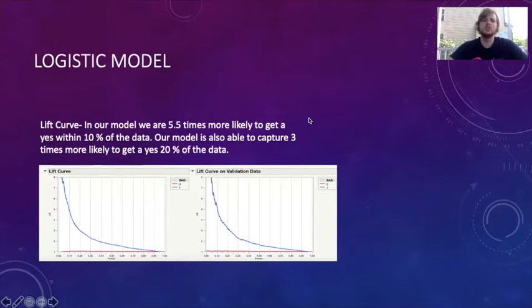Lift curve. So our model is 5.5 times more likely to get a yes with 10% of the data, and our model is also 3 times more likely to get a yes with 20% of the data, as you guys can see here.